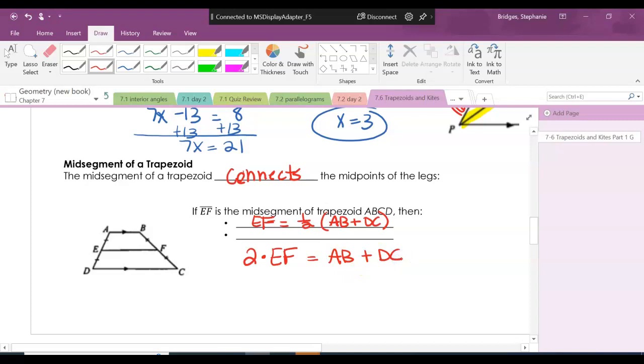Okay, so what that does is that just gets rid of my fraction, and then I don't have to worry about a fraction because nobody likes fractions, and it's just easier to deal with an equation without it. So you take the mid segment, multiply it by 2, you set it equal to the two bases added together.